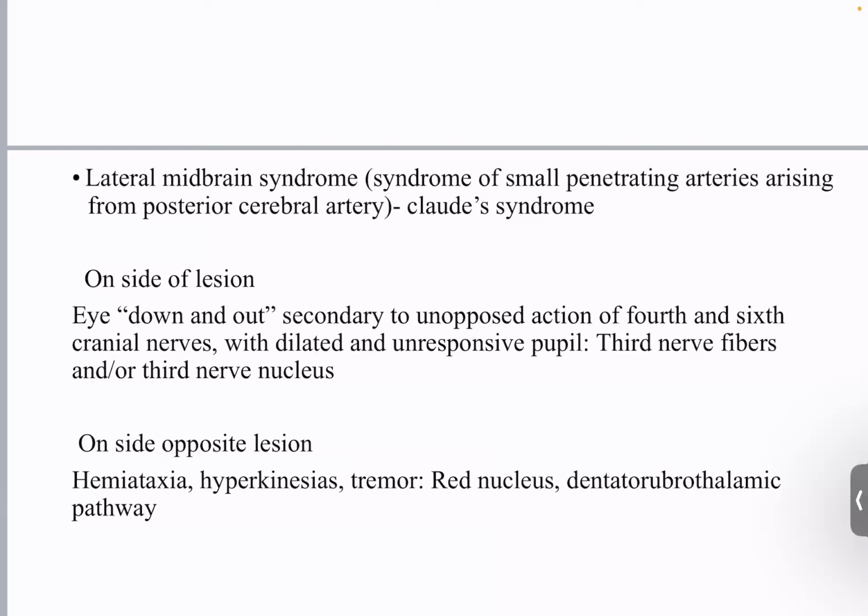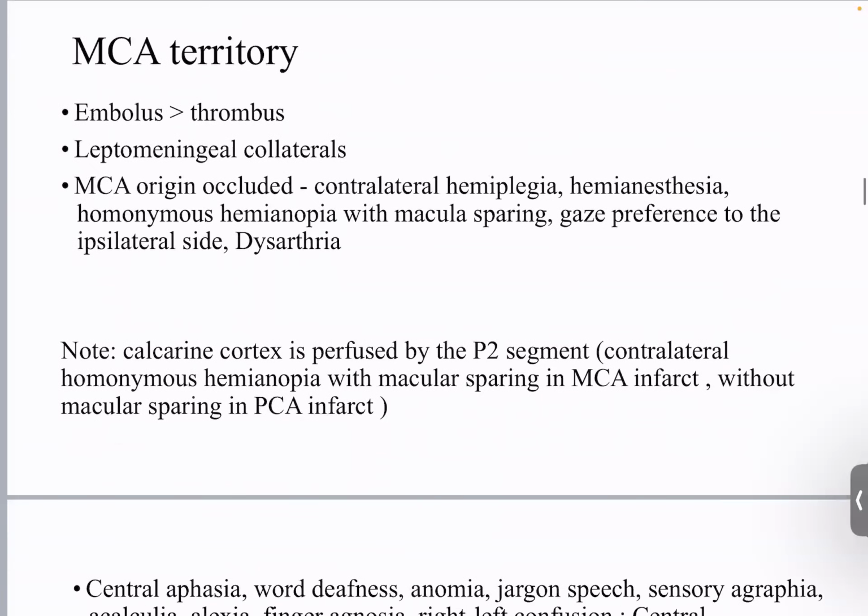Why I took so much time explaining brainstem syndromes is that it is commonly asked in the exam, and we commonly get confused. Most of the time, in lateral medullary syndrome, by mistake, we say the patient has hemiplegia. That is not right. Lateral medullary syndrome will cause only hemisensory loss of the opposite side, not hemiplegia.